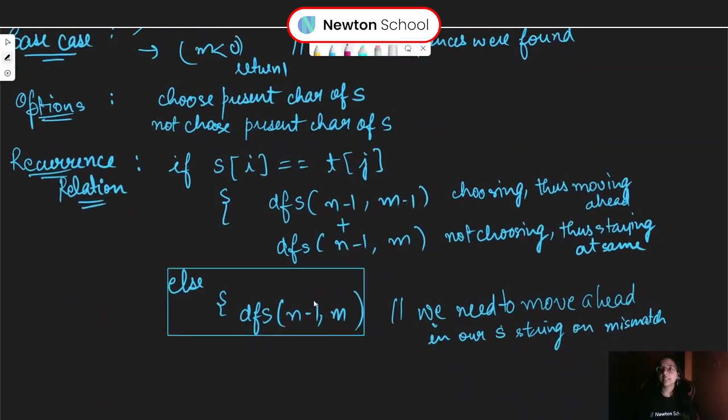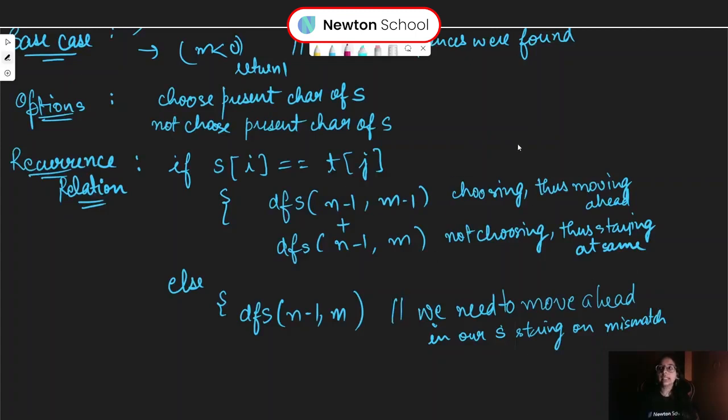Else if there is a mismatch, we will only move ahead with the string s and not with the string t. We need to move ahead in our string s on a mismatch because if it is a mismatch, then we surely need to check whether another character in s is a match with our t. So that's why we would be only moving in our s. So this is the only tweak which makes it different from LCS, although we are doing the same thing of choosing and non-choosing over a match or a mismatch.